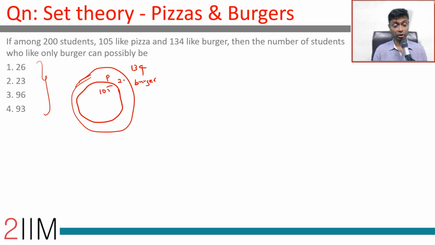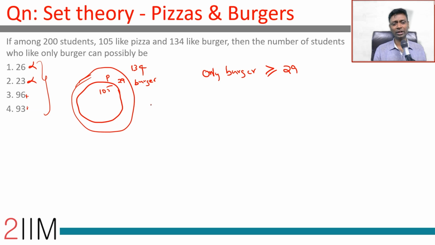This difference is 29. So only burger should be 29 or more. The number of people who like only burger is 29 or more. So we can eliminate these two. There clearly, evidently is an upper bound as well.